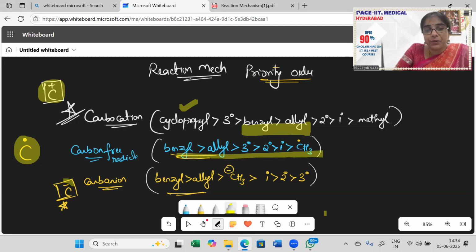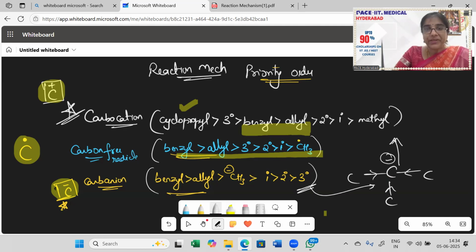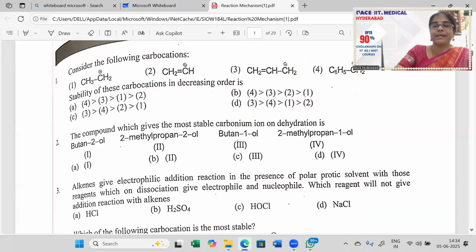Then you have carbanions. Carbanion is carbon with a negative charge. The order would be benzyl, allyl, then methyl, then 1 degree, 2 degree, and 3 degree, because you should not have more support. If you have carbon with a negative charge and three carbon groups attached, carbon is generally always a giving group. When carbon gives electrons in, it increases the negative charge a lot, thereby destabilizing the compound. So 3 degree carbanion is the least stable. All right, depending on these things, we can now go up with our questions.